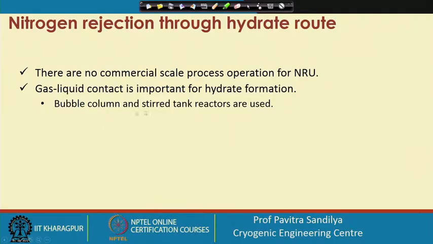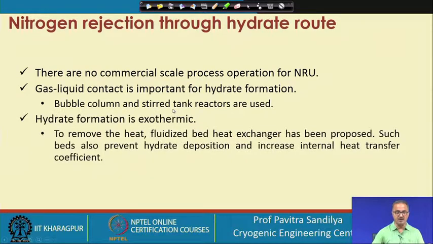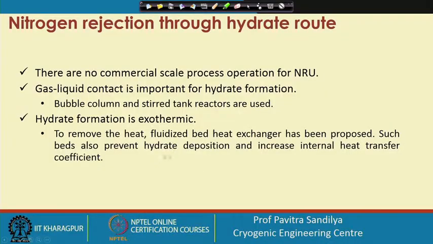So it is very important to ensure that these two phases get properly mixed in a particular chamber. In this case, bubble columns and stirred tank reactors are used. Hydrate formation is exothermic, that means it is accompanied by release of energy. To remove the heat of hydrate formation, we need to quickly take out the heat, and various devices may be used, one of them being a fluidized wet heat exchanger. This kind of heat exchanger prevents hydrate deposition and increases the internal heat transfer coefficient. The fluidized bed does not allow the solid hydrate to remain inside the chamber.